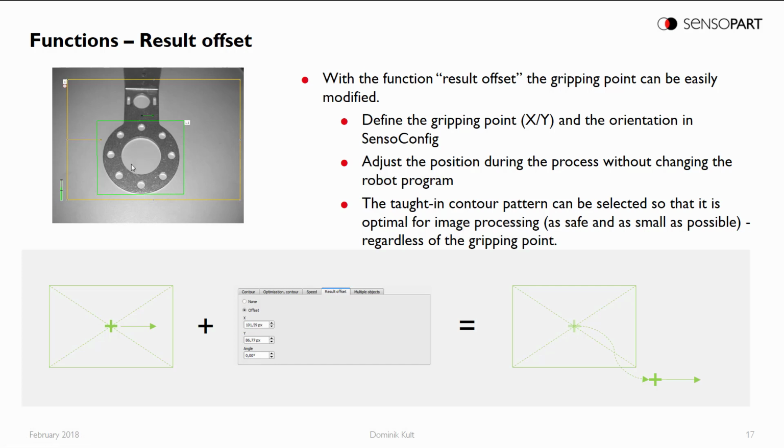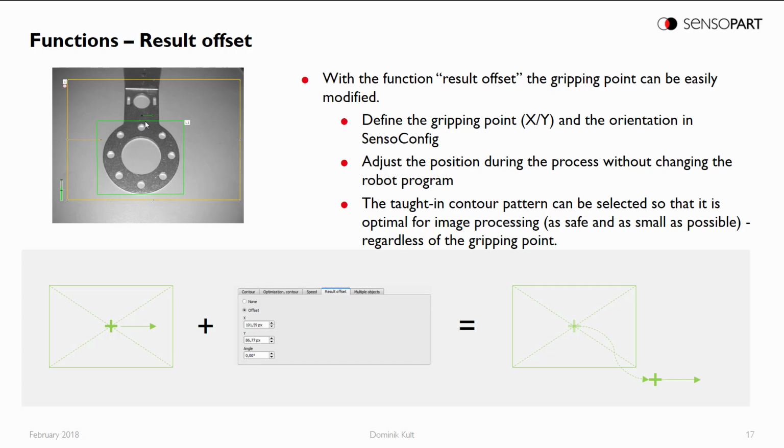When I now activate the result offset function, I have the option to define, by click and move, the result point to any point in the image where I want to grip my part. For example, in my case, in the middle of this bracket. And I think now you can imagine the vacuum gripper can pick up the part at this position without any problems.